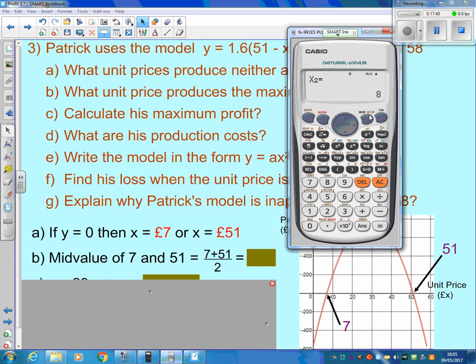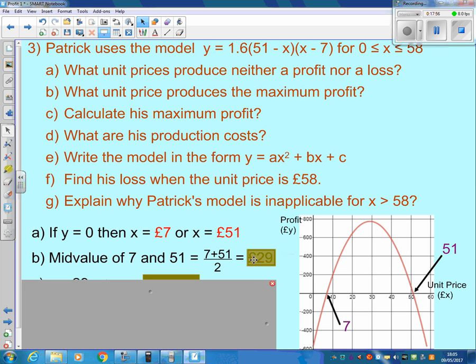So if I go back to mode 1, 7 add 51 equals, then divide by 2, 29. So £29 is the unit price, okay, that's going to be there on our vertex. £29 is your mid value.